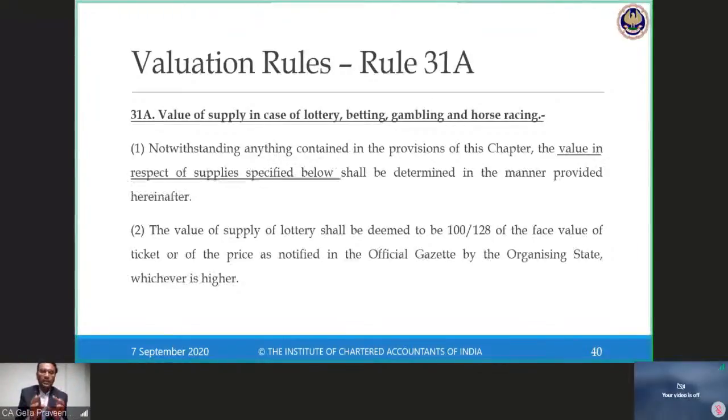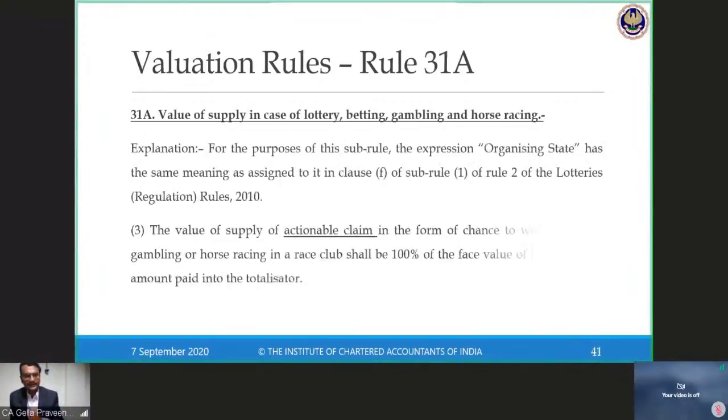So when I look into the lottery, what is the face value of the lottery, or the value fixed as per the notification of the state? As per the notified value of the state, or the face value of the lottery, if I buy a lottery ticket of 1000 into 100 divided by 128, I'll get the face value. On that, 28% is my GST charge. This is in relation to your lottery ticket.